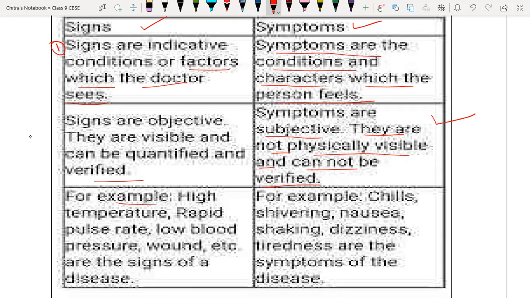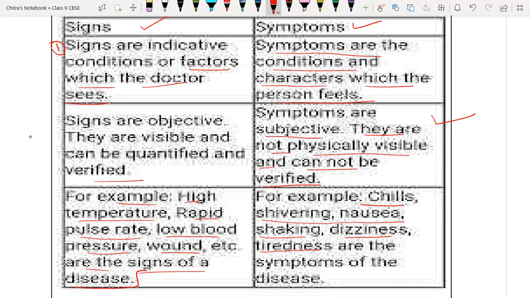For example, high temperature can be identified by others, so it is a sign. Rapid pulse rate, low blood pressure, wound, etc. are the signs of particular diseases. Whereas chills, feeling cold, shivering, nausea, shaking, dizziness, tiredness, body pain, headache, stomach ache, all these are nothing but symptoms which can be identified only by the patient.